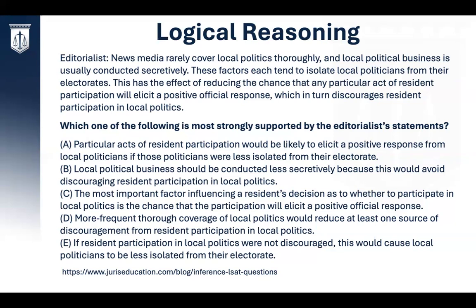And now we're going to read another answer that's kind of long and also confusing. D, more frequent, thorough coverage of local politics would reduce at least one source of discouragement from resident participation in local politics. That one sounds kind of good too. And E, if resident participation in local politics were not discouraged, this would cause local politicians to be less isolated from their electorate. I mean, I'm shaking my head because I don't think that's what he's saying at all, right? Okay, so do you guys have a favorite? If you have a favorite, put it in the chat, but we're going to go through each one.